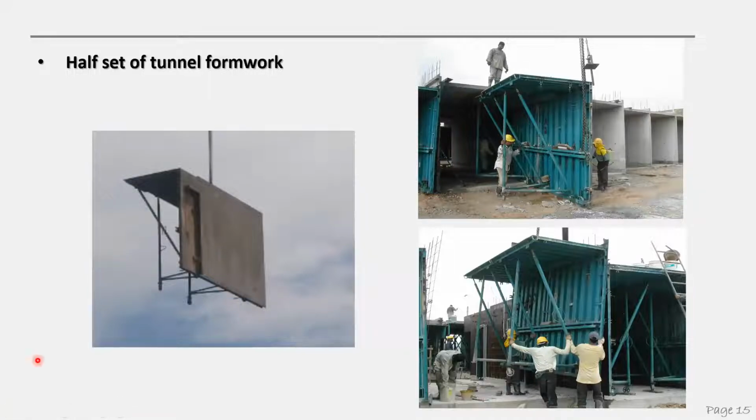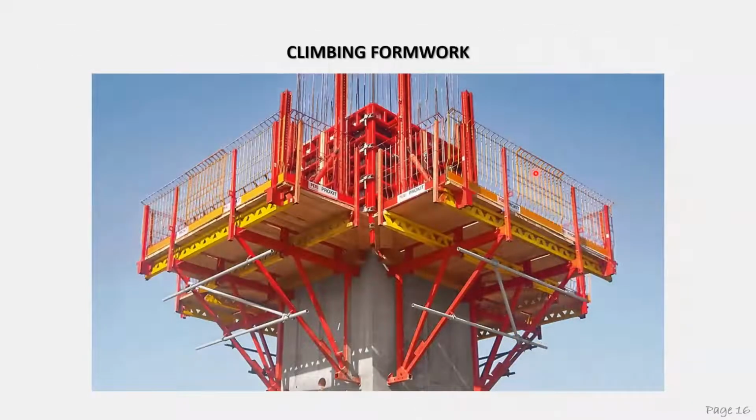Okay, so this is how it looks like. With the wall formwork earlier, you have one piece of floor slab and one piece of wall. But this one combines wall and slab. So the size of the formwork is much bigger, and the construction process is also much faster. Okay, so these are the climbing formwork.